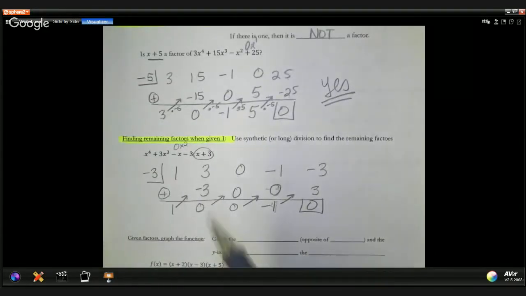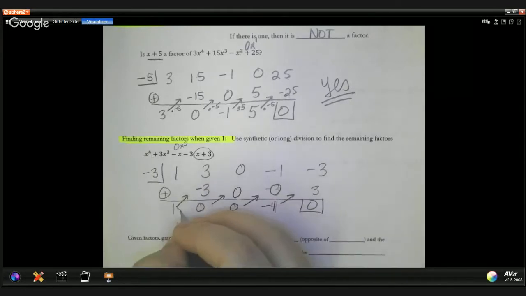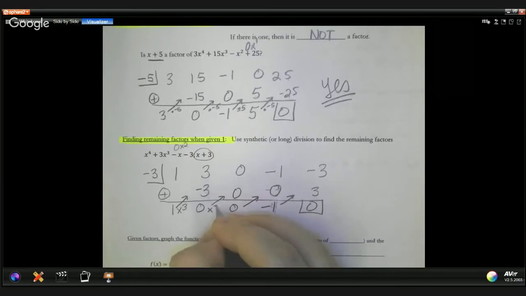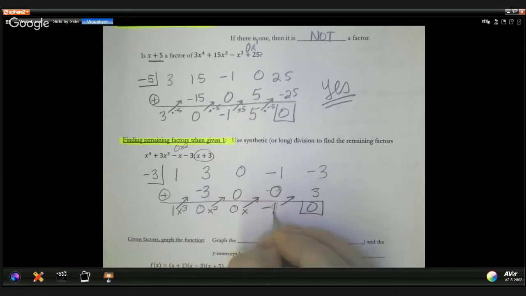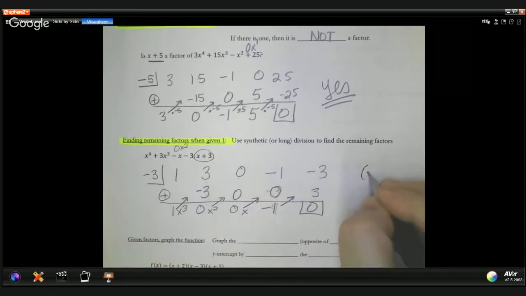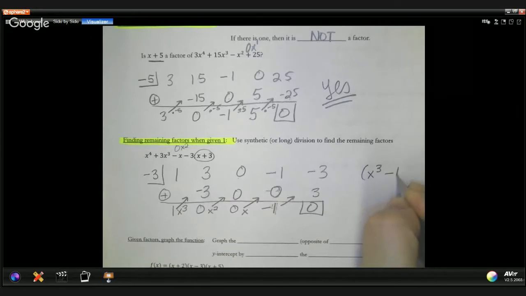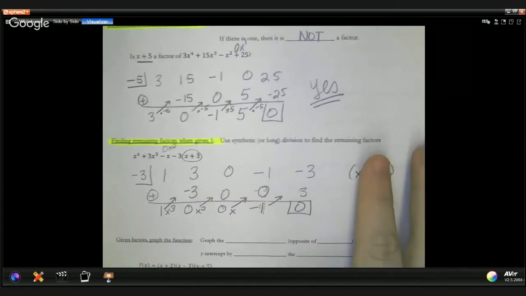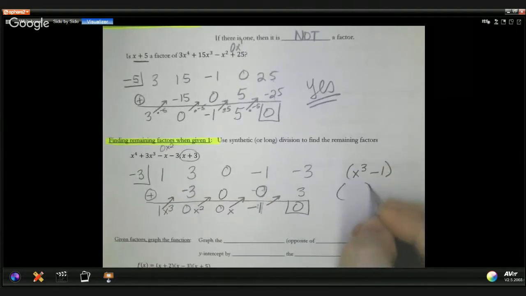So remember it went with x to the 4th. So that means your answer starts with x to the 3rd. So this is the 3rd, the 2nd, the 1, and none. So this is my other factor, x to the 3rd minus 1. Well, that's a difference of cubes.